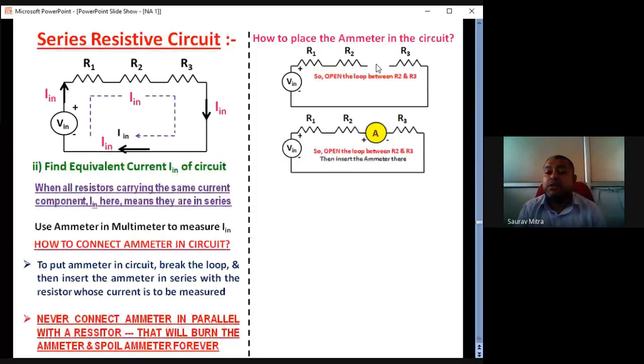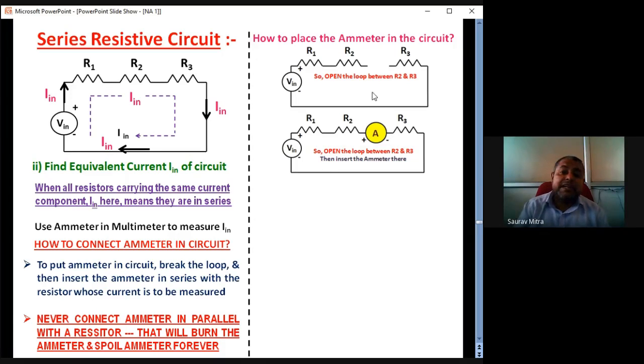The ammeter has two probes, one red, one black. Red is supposed to be positive, black is supposed to be ground. On which side should the red probe be? The red probe should be on this side, because this side is closer to positive. Whichever direction the current is hitting the ammeter first, that is the entering junction of current, and that side should be red. So this side should be the red probe and this side should be the black probe. So positive should always be the current entering point and the black probe should be the current exiting point.